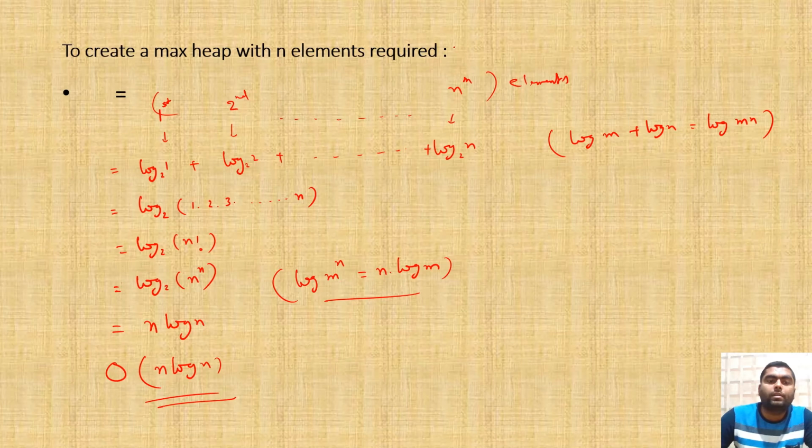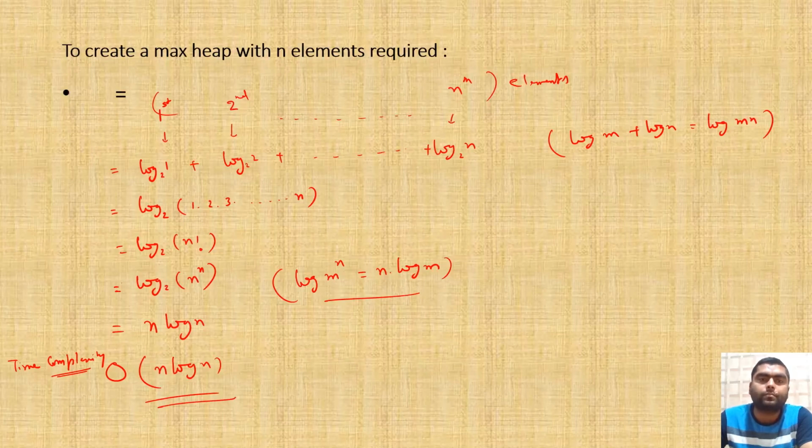So what is the final value? So this is the time complexity. Okay, to create min heap or max heap with n elements, it requires order of n log n time, because for each element you insert, it takes log n time, so n times, n log n time. Okay, this way you can derive this.